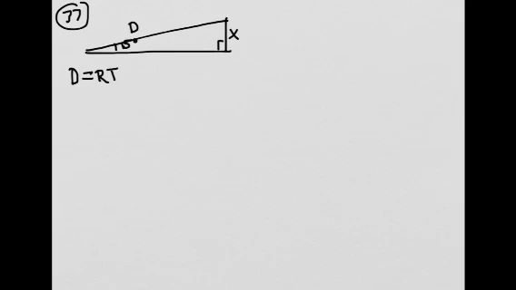So the formula that I wrote down here, distance equals rate times time, is one that you're supposed to know. You either learned it in science or in Algebra 1 or Integrated 1, but this is a formula that you have to know.